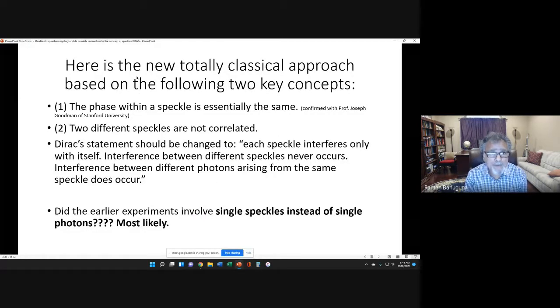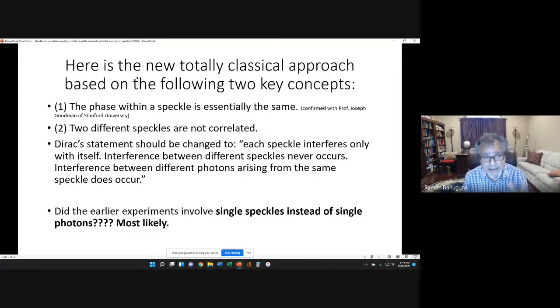Now, I'm going to give you a totally classical approach based on the following two key concepts. The phase within a speckle is essentially the same, and I confirmed this with Professor Goodman some time back also. And two different speckles are not correlated. There is very slight correlation between neighboring speckles, very, very slight, like minus 0.2 or so. Let's forget that for the time being. So the speckle has the phase which is essentially the same within it.